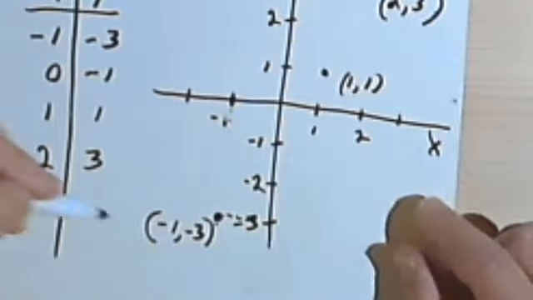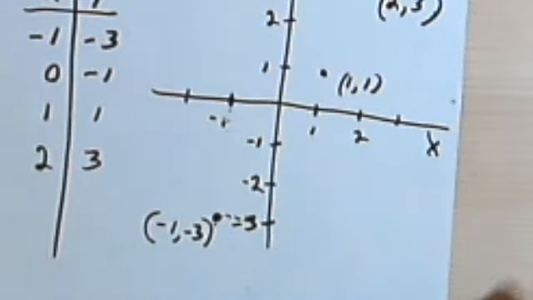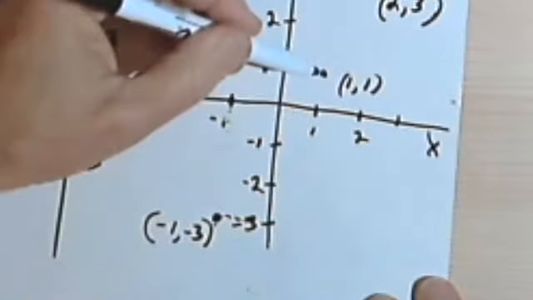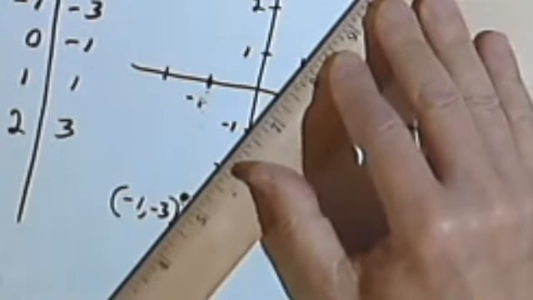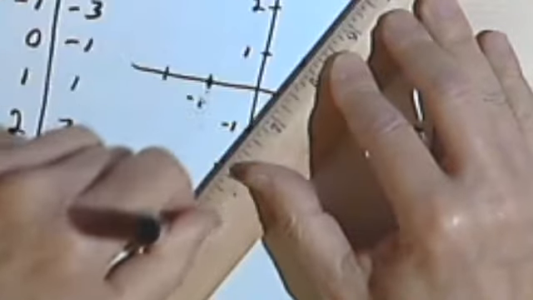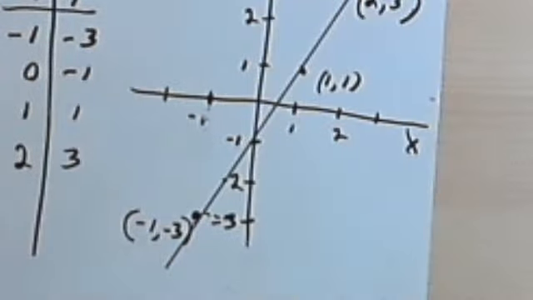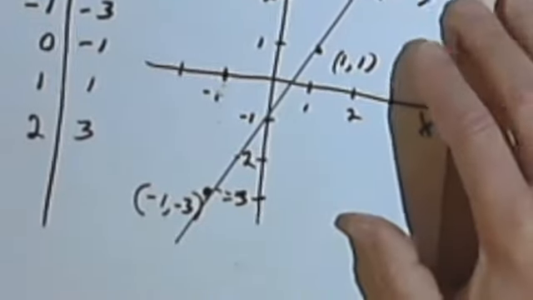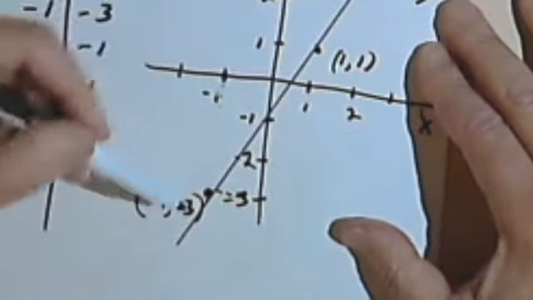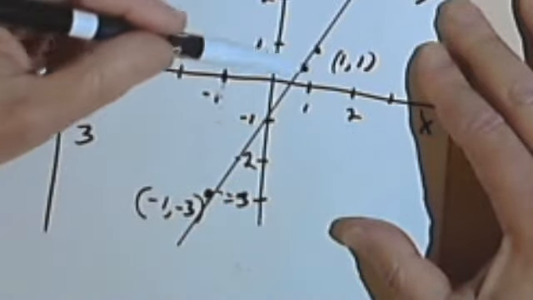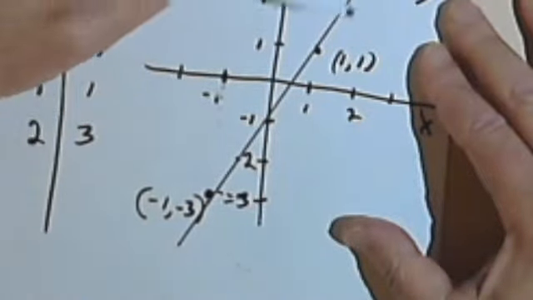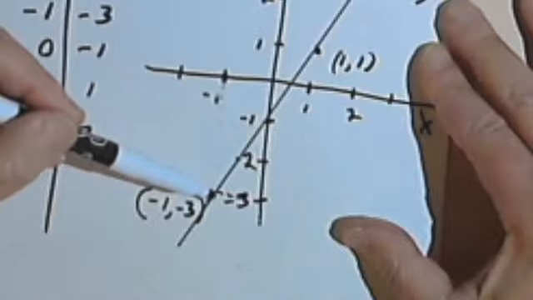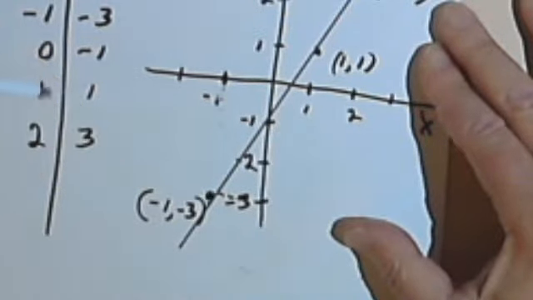Now, if I've done this neatly enough, I should be able to connect these 3 dots with a straight edge. Not bad. And it should go through those points. The reason for using 3 dots, I could just use 2, but if I'd made a mistake with one of them, I wouldn't know it. If I use 3, and they all occur in a straight line, then I could be pretty sure that I'm right. I can also check by looking at some other points.